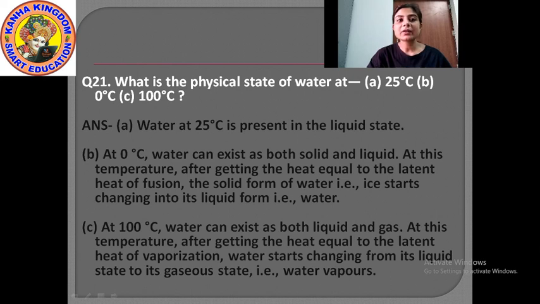And at 100 degrees Celsius water can exist both as liquid and gas. At this temperature, after getting heat equal to the latent heat of vaporization, water starts changing from its liquid state to its gaseous state, that is water vapor. And at 100 degrees Celsius, that means when you increase the temperature of the liquid, you will find it in both liquid and gaseous state. Okay, at 100 degrees you may find water in the liquid state and also in the gaseous state. Understood?